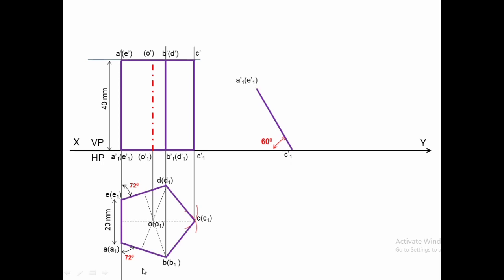You have to name it. A is seen, B is seen, C is seen. So A, B, C are put outside the bracket, D, E are not seen, so they are put within the bracket.